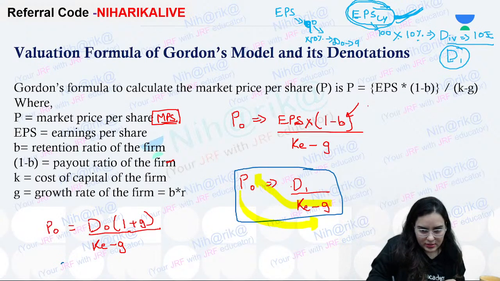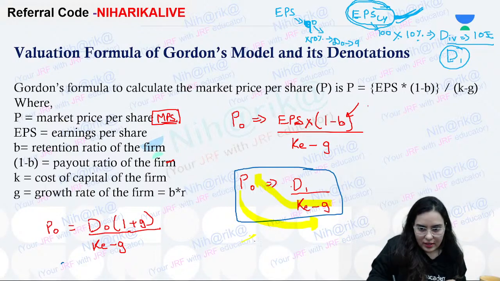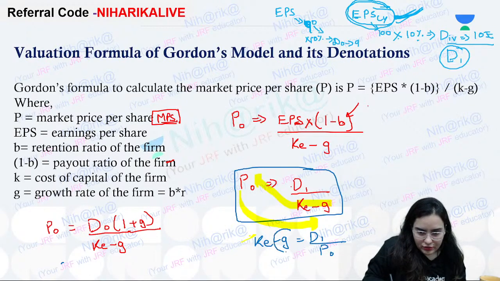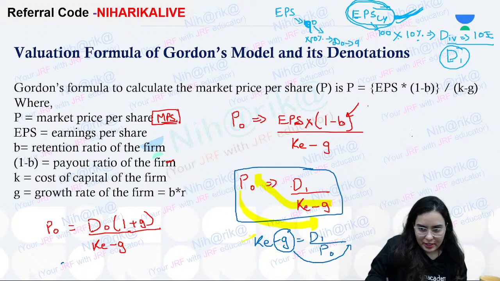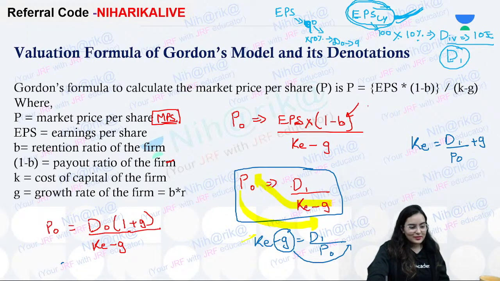Let's write it. See, ke minus g is equal to D1 upon P0. Done? Okay. Now, g I am taking again this side. So that will give us what? See, that will give us ke is equal to D1 upon P0 plus g. Here you are adding g.